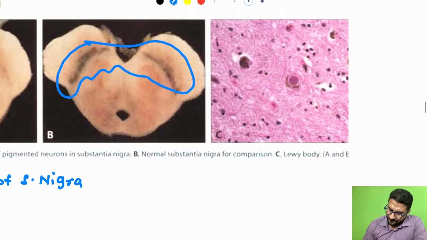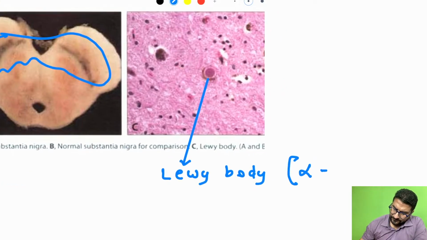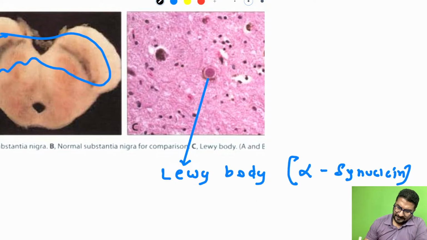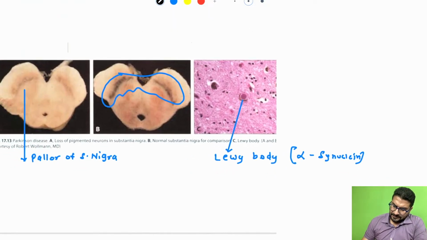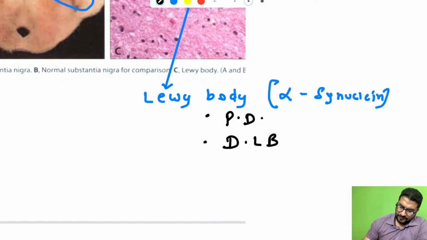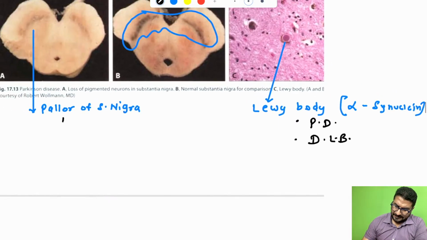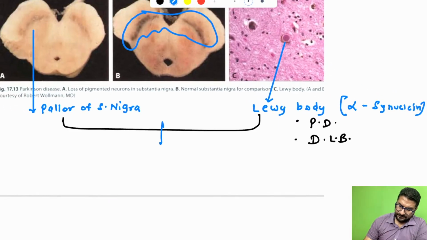Then in Parkinson you can find these Lewy bodies. These Lewy bodies are made up of alpha synuclein protein. Lewy bodies you will find in two places. It is seen in Parkinson disease, and there is one more condition, dementia with Lewy bodies. So understand this thing, substantia nigra pallor and Lewy bodies you will see in a patient with Parkinson disease.